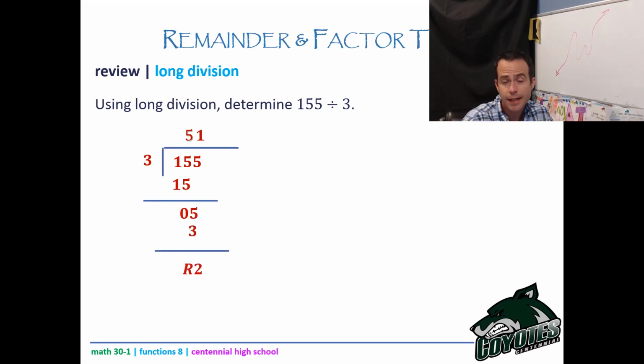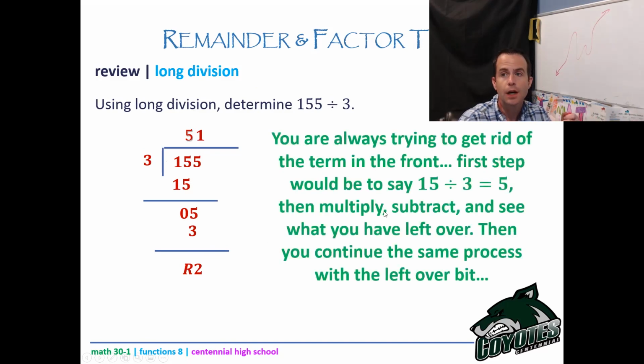So the way I say this is 155 divided by 3, that was my original question, is going to be 51, and the leftover bit. The leftover bit is 2 divided by 3. I never got to divide the remainder by 3, and so it'll be 2/3, essentially, that's left over. So you're always trying to get rid of the term in the front. First step would be to say 15 divided by 3 is 5, then multiply, subtract, and see what you have left over. Then you continue the same process with the leftover bit.